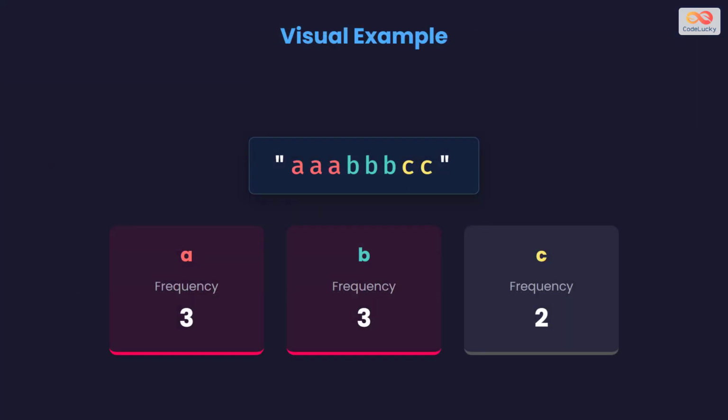Let's look at a concrete example. Consider the string with 3 A's, 3 B's, and 2 C's. If we count the frequencies, we see that A has a frequency of 3, B has a frequency of 3, and C has a frequency of 2.